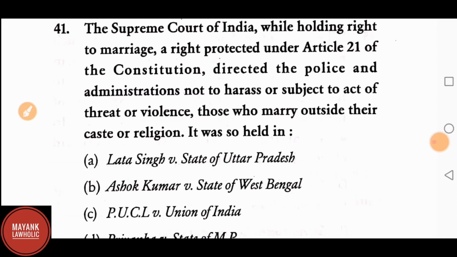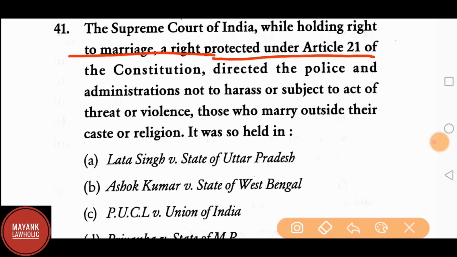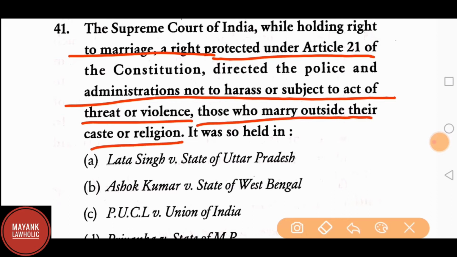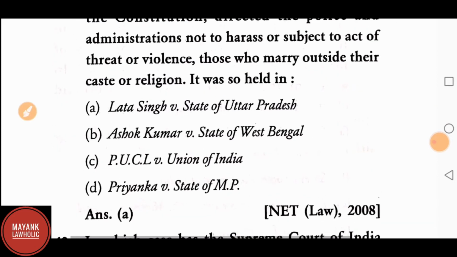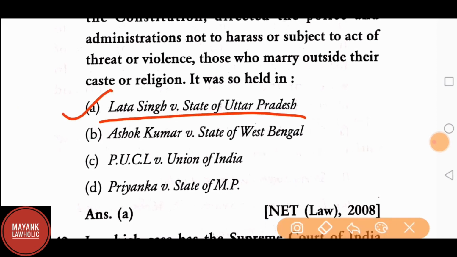Question number 41. The Supreme Court of India, while holding the right to marriage a right protected under Article 21 of the Constitution, directed the police and administration not to harass or subject to acts of threat or violence those who marry outside their caste or religion. It was held in the case A. Lata Singh versus State of Uttar Pradesh, B. Ashok Kumar versus State of West Bengal, C. PUCL versus Union of India, D. Priyanka versus State of MP. The answer is Lata Singh versus State of Uttar Pradesh.